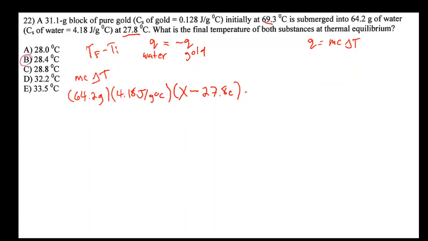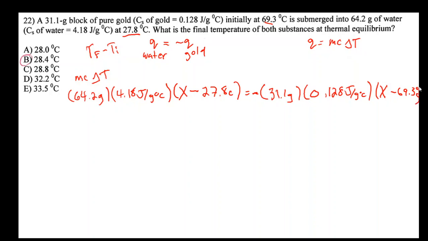And then that is going to be equal to the negative of the heat that's being given off by the gold. In this case, the mass for this one is 31.1 grams times the C value of gold, which was 0.128 joules per gram degrees Celsius, times our TF, which we are trying to figure out, so that's X, minus our initial temperature of 69.3 degrees Celsius.